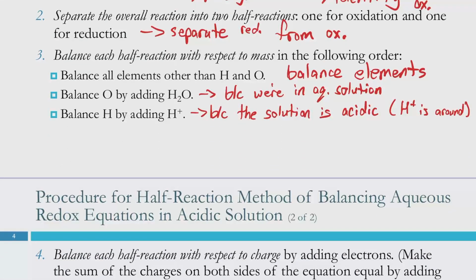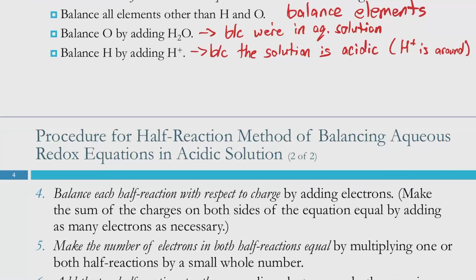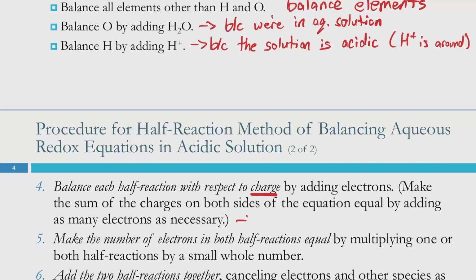And then we can balance things with respect to charge. Balance charge with electrons. So we can add electrons either to the reactant side or the product side to bring down the charge on that side. Since electrons have a negative charge, if we're adding electrons to one side, we're reducing the charge on that side.